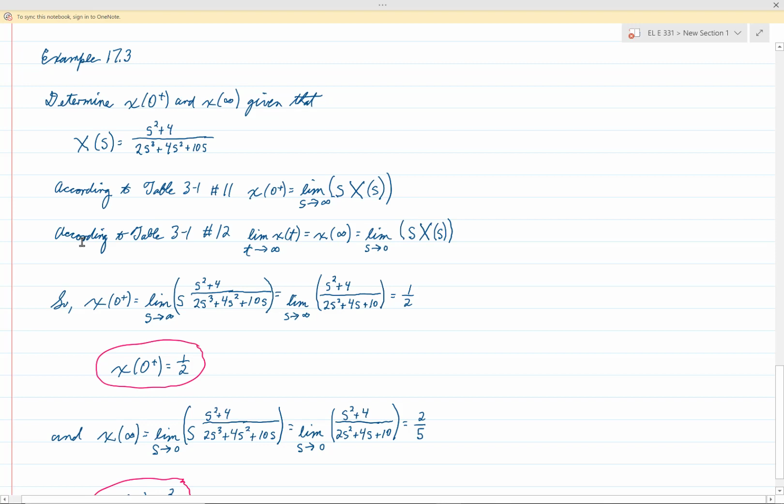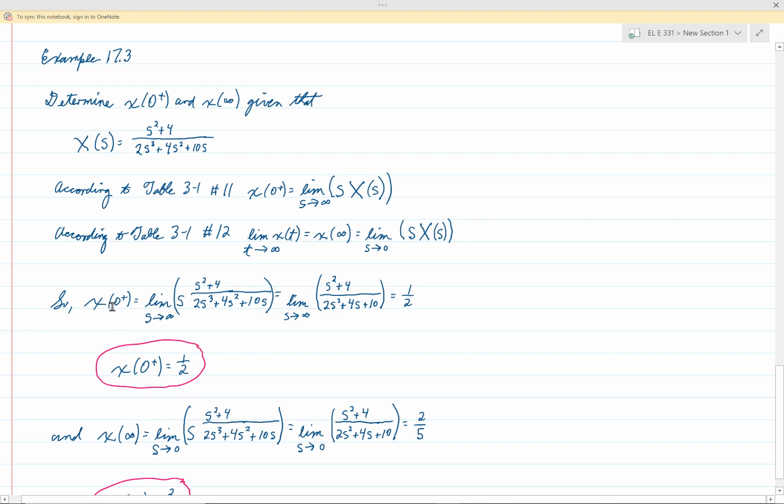And for the final value theorem, this x of infinity, what that means is just the limit of x of t as t goes to infinity. That's what that notation means. And it's equal to the limit as s goes to 0 of s times the Laplace transform of x. So let's see how this would be used in this case.